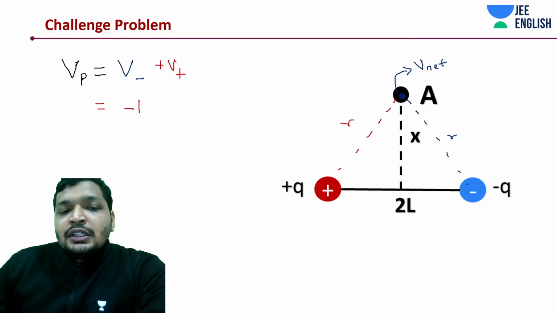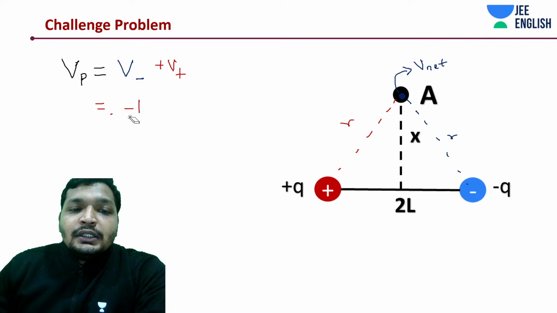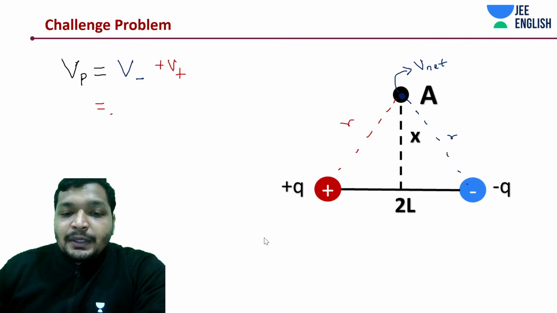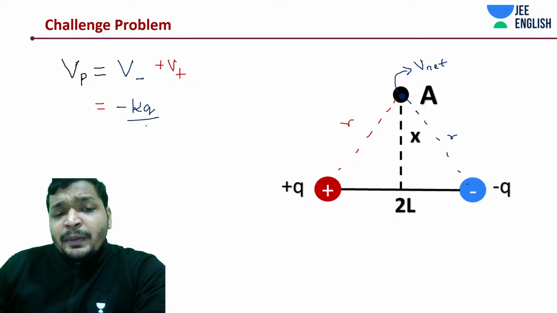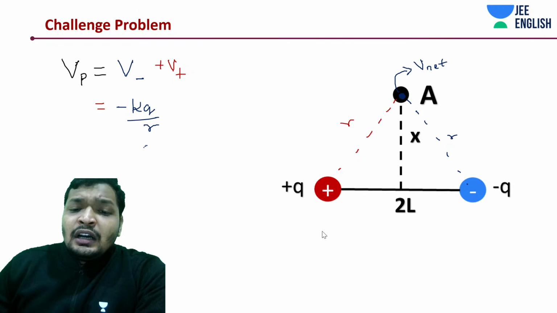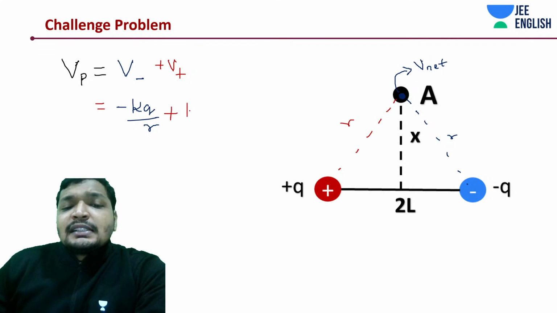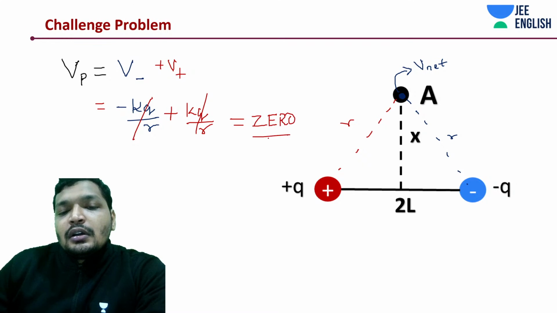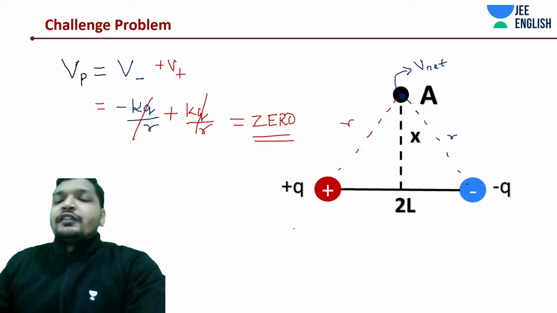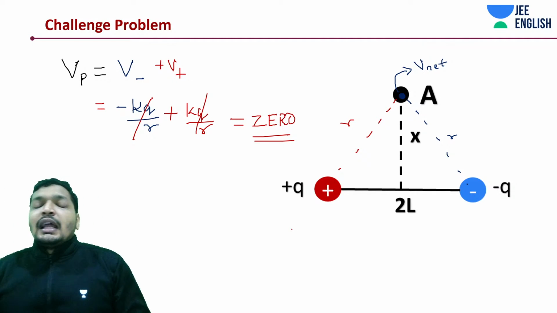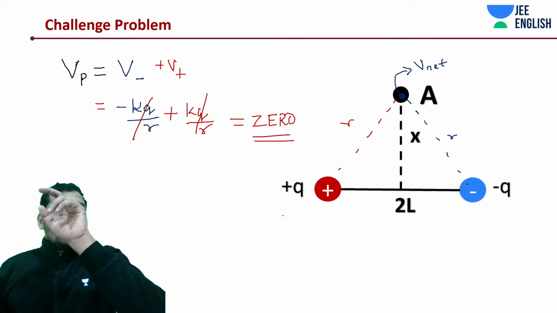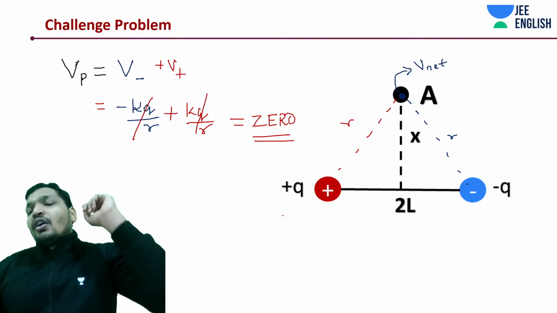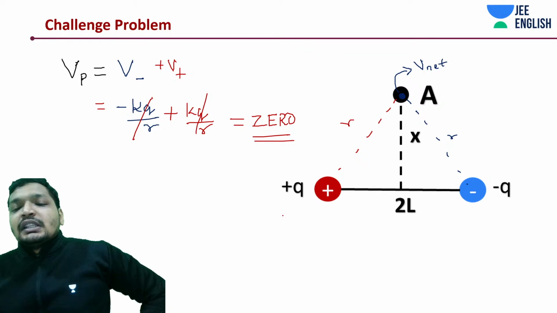This should be how much? For the negative, minus of kQ by r, and for the positive it is plus of kQ by r. This should be 0. V of dipole on the equatorial axis is 0. Potential on any point for any x on the equatorial axis is going to be 0.